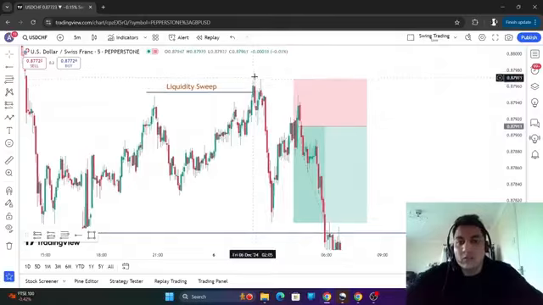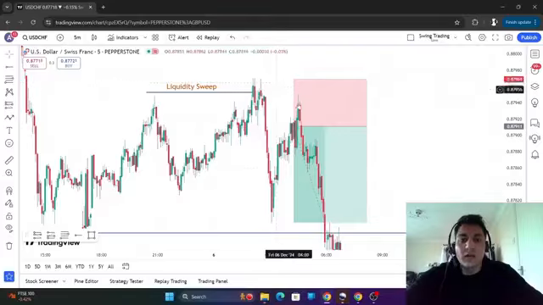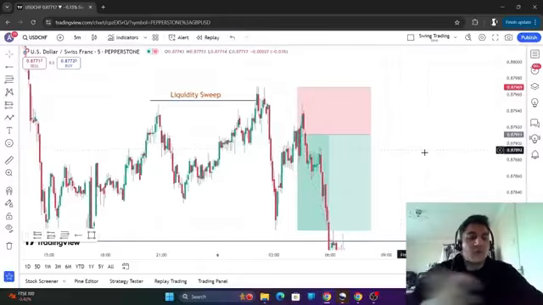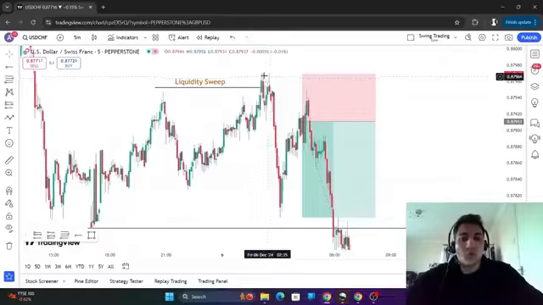The whole point of a liquidity sweep is that there's a very safe area to put a stop loss, right? That's the reason why we actually wait for a liquidity sweep. So, for those who are wondering, that's why. Stop loss always at the liquidity sweep high or low, never at a fair value gap high. Always at the liquidity sweep high.